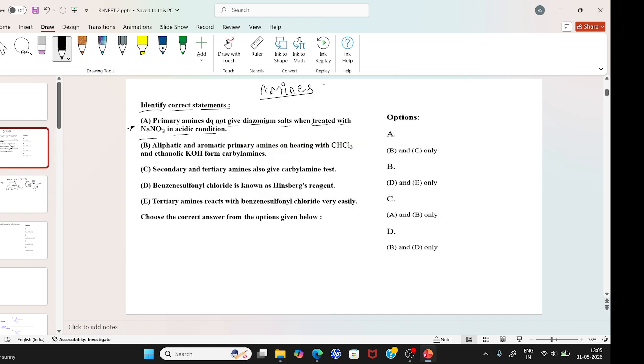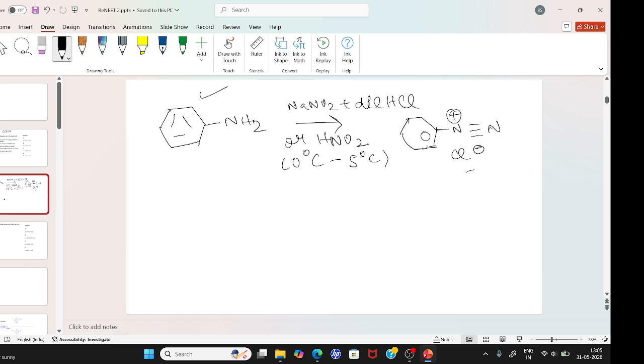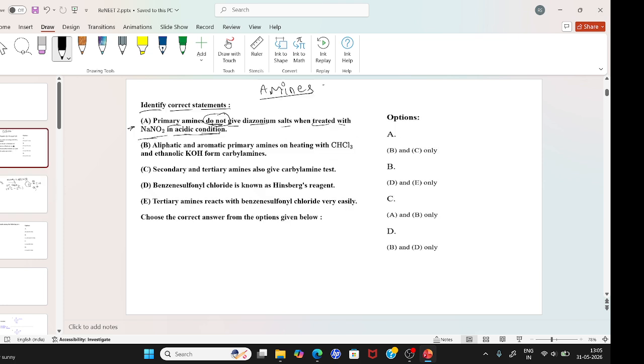So the first statement says that primary amines do not give diazonium salts when treated with NaNO2 in acidic condition, but we know that primary amines do give this diazotization reaction, so it does give diazonium salts. So this is an incorrect statement. You have been told to identify the correct statement.